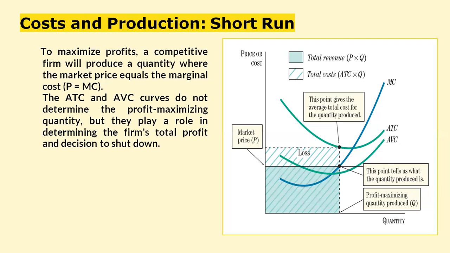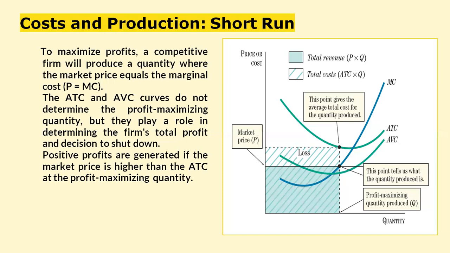The average total cost and average variable cost curves do not determine the profit maximizing quantity, but they play a role in determining the firm's total profit and decision to shut down. Positive profits are generated if the market price is higher than the average total cost at the profit maximizing quantity.